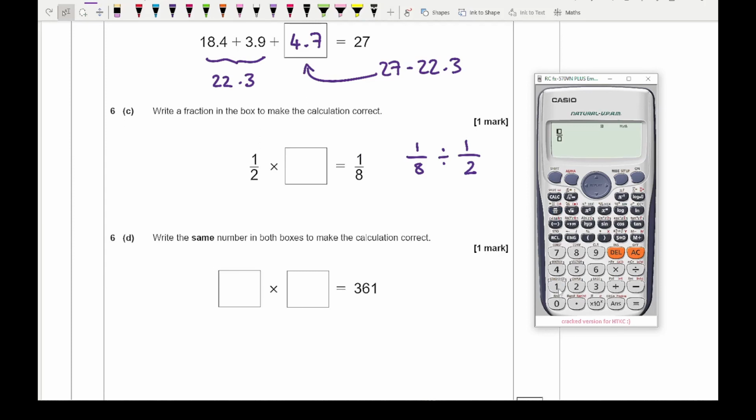So we've got 1/8 and scroll across divided by fraction 1 over 2. If you wanted to, you could have written 0.5, that's absolutely fine, your calculator would recognise it, so we get an answer of 1/4.